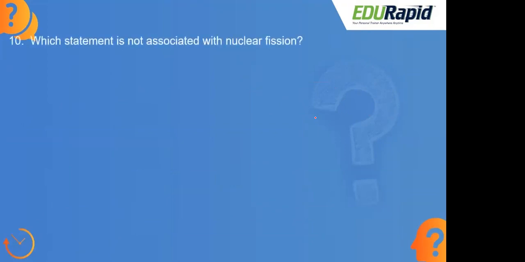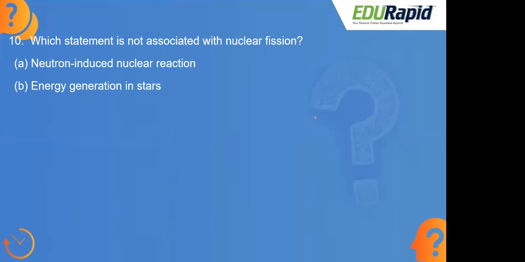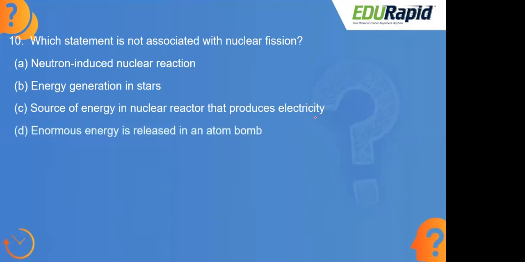Which statement is not associated with a nuclear fission reaction? Neutron-induced nuclear chain reaction, energy generation in stars, source of energy in a nuclear reactor that produces electricity, or enormous energy released in an atom bomb.